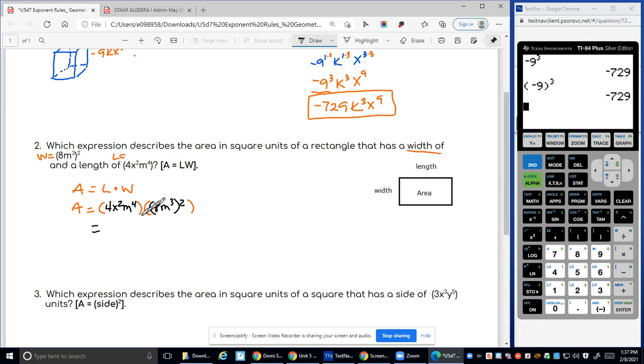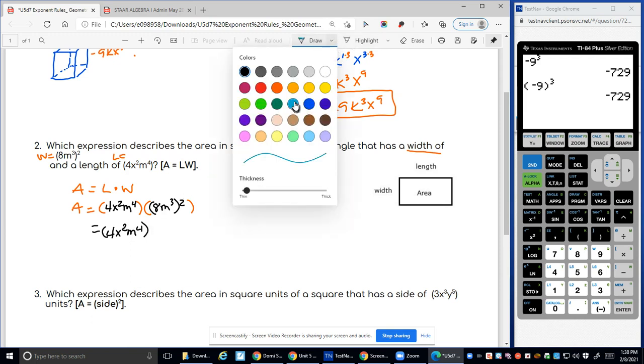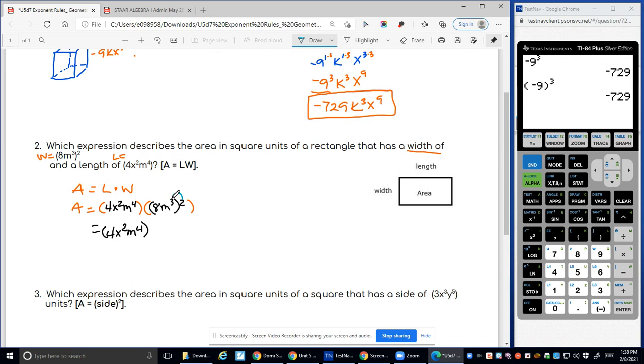So let's go in here. We're going to just rewrite this. And then over here, I'm going to distribute that exponent. And I'm even going to distribute it right here. Remember, if we don't have an exponent, we put a little exponent of 1. So that's going to be 8 to the power of 1 times 2, and m to the power of 3 times 2. Okay?